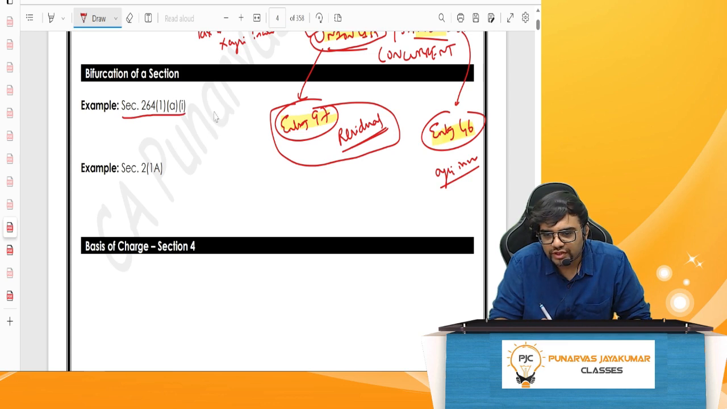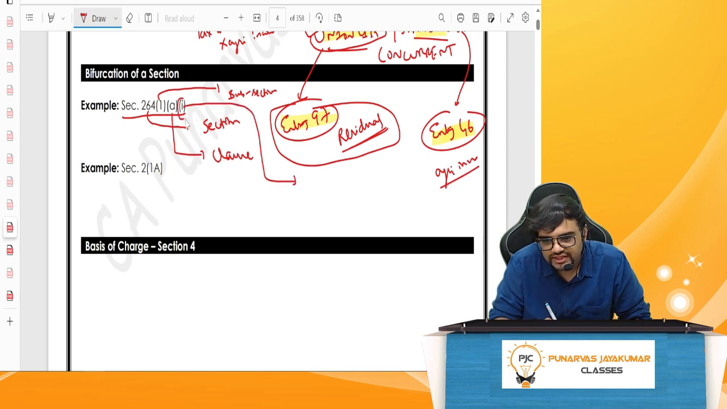What do you make of this? What is this called? This is obviously section. This is what? Subsection. Correct. Section 264, subsection 1. This is what? This is clause. What about this? What is this? No, that is not explanation. It is also called subclause. So it is subclause 1 of clause A of subsection 1 of section 264.